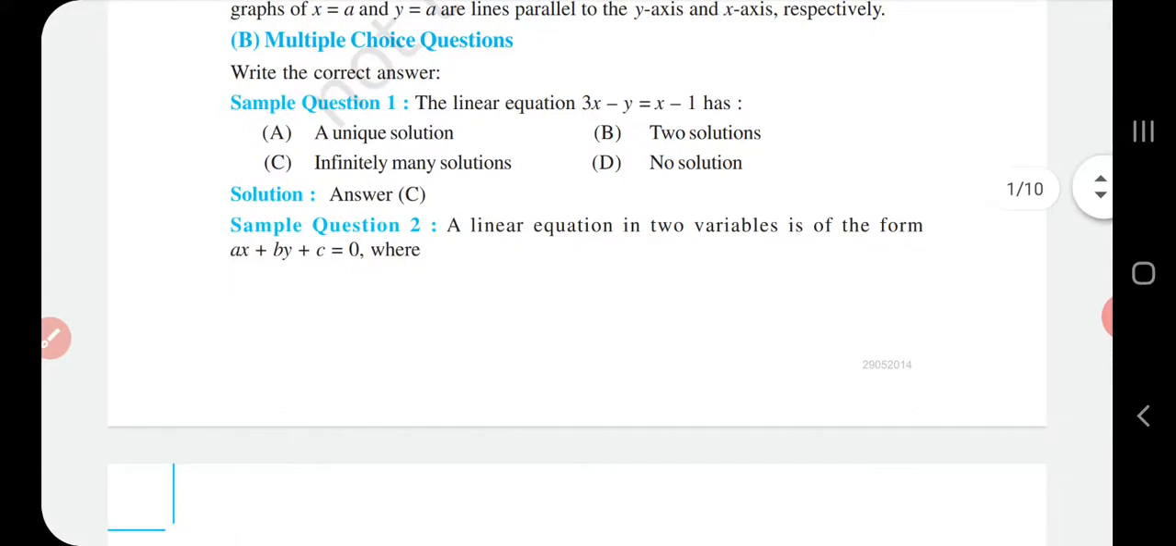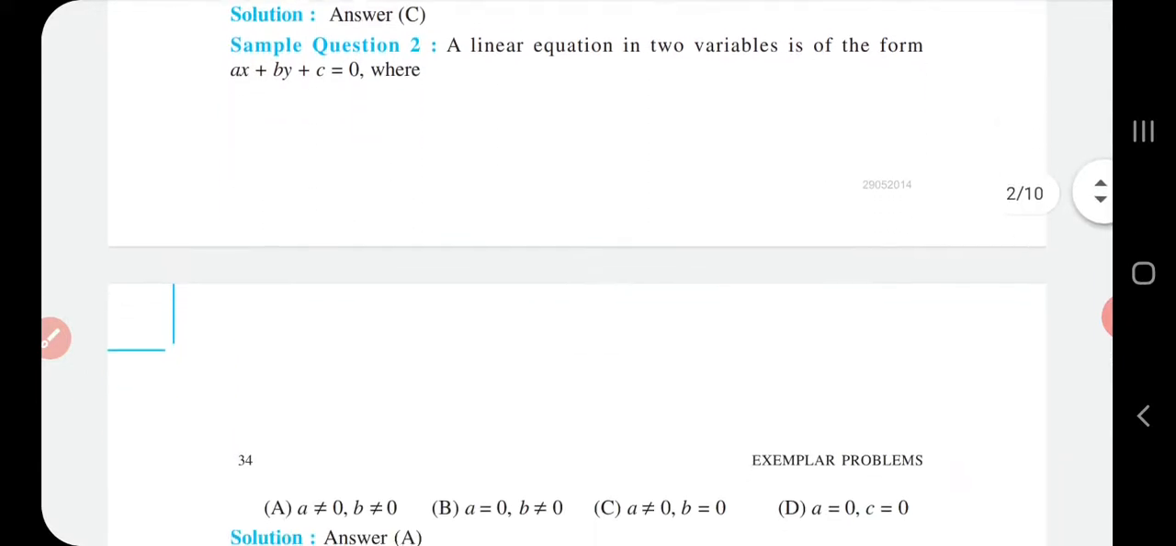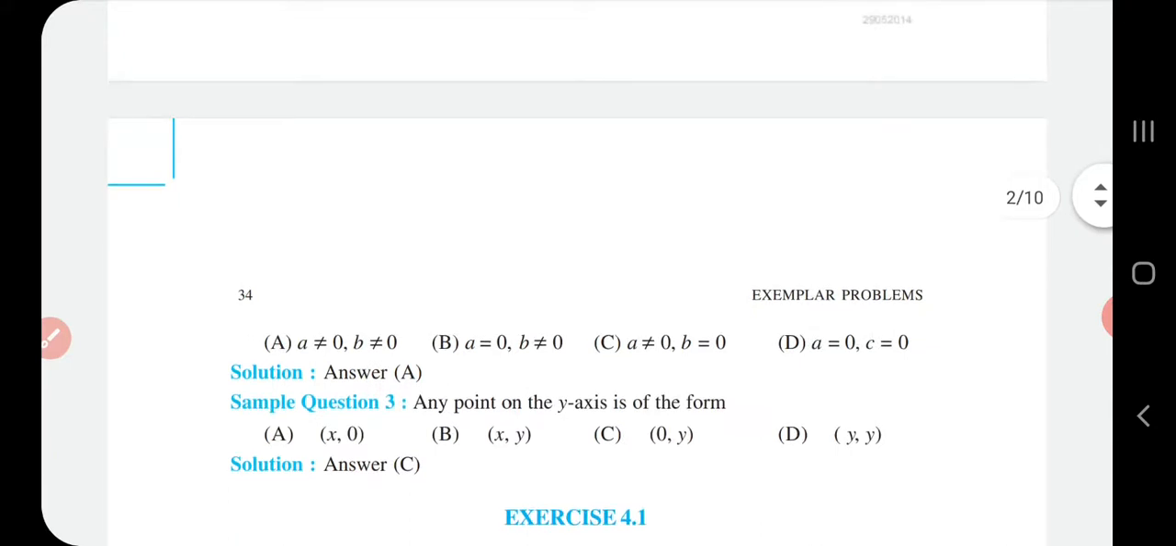Now see example number 2. A linear equation in two variables is of the form ax + by + c = 0 where a is not equal to 0, b is not equal to 0; or a is equal to 0, b is not equal to 0; or a is not equal to 0, b is equal to 0. Which one is right? A is the right answer because a is not equal to 0 and b is also not equal to 0. Understand?